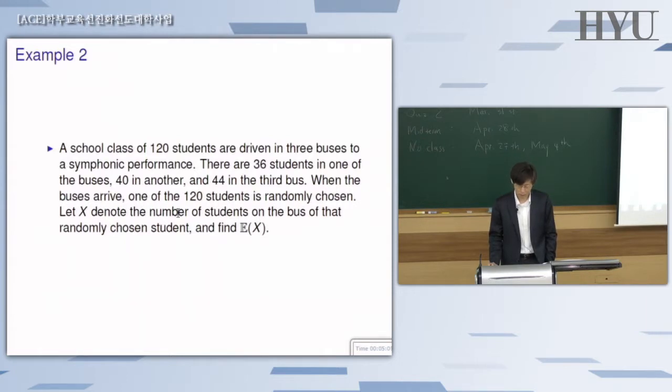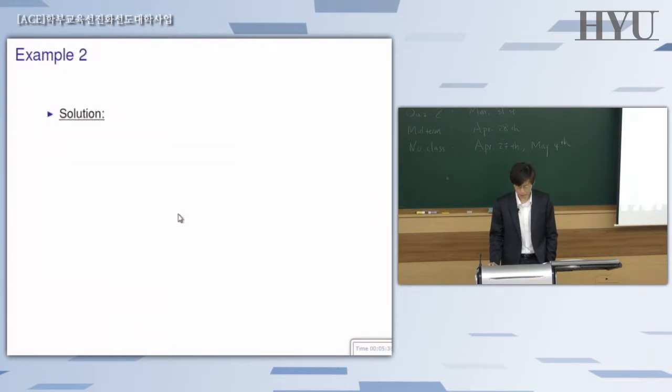And randomly pick one student out of those, with a total class size of 120. And then when you define x to be the number of students on the specific bus of the chosen student, what is the expected value? You just come up with the probabilities first of the random pick. So the first case, the student is drawn from the first bus. And the second case, where it's randomly picked out of the second one, and then the probability for the last one, and you can just easily compute the expected value as well.